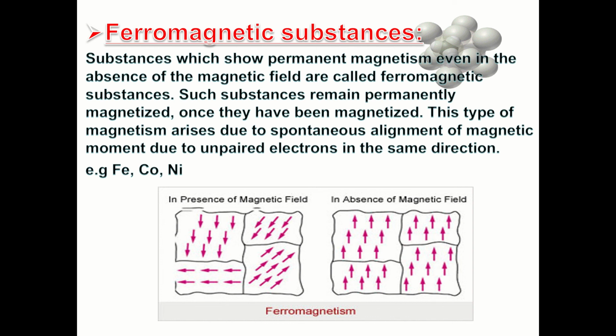This type of magnetism arises due to spontaneous alignment of magnetic moments due to unpaired electrons in the same direction. So the alignment of the magnetic moments of unpaired electrons remains the same even after removal of the external magnetic field. Hence, they are permanently magnetized.